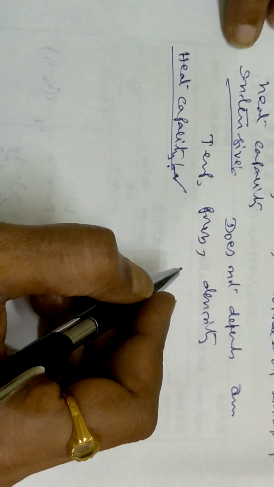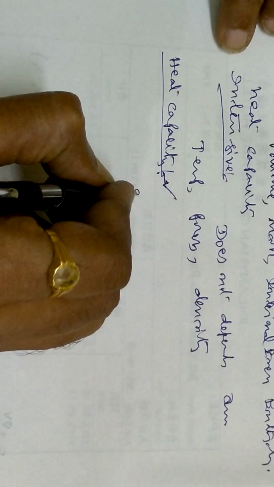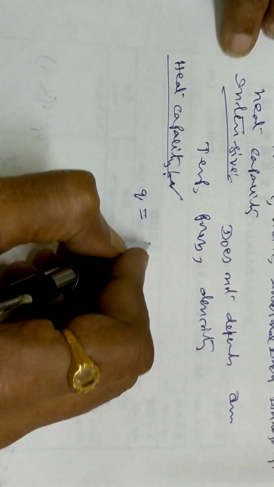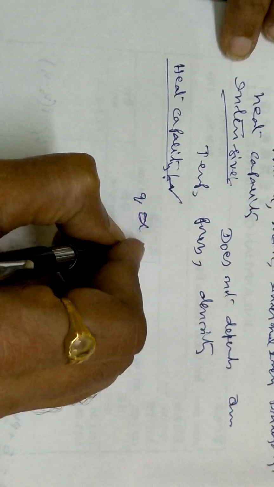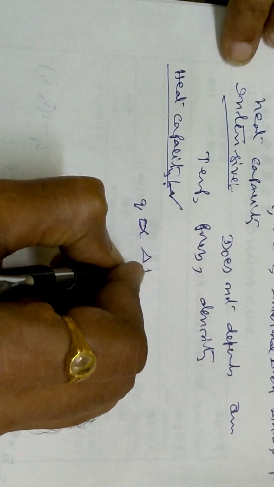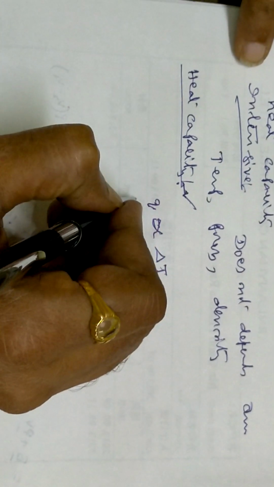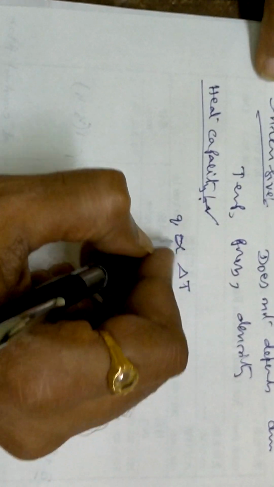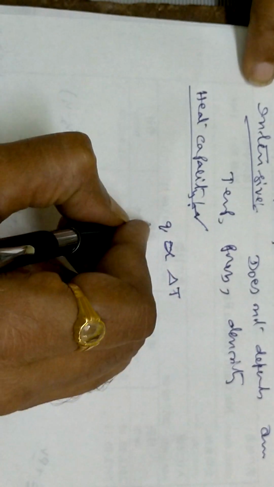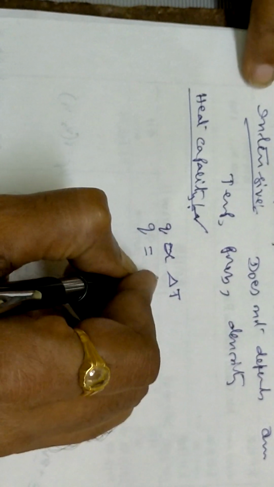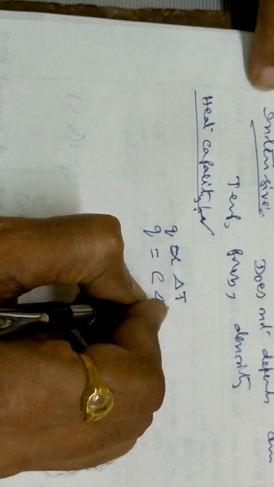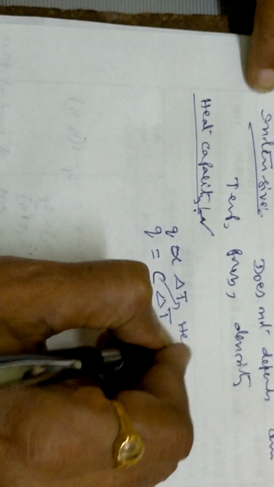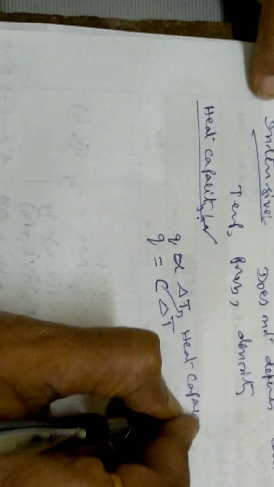If we are giving heat Q to this system, what will happen? Its temperature gets increased. If Q is taken out, it will be decreased. If Q is increased, delta T increases, that means it is directly proportional. If I remove the proportionality, it is Q equal to C delta T. C is a capital C, remember? C is nothing but heat capacity.